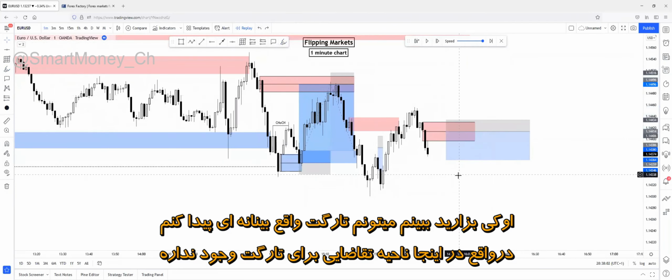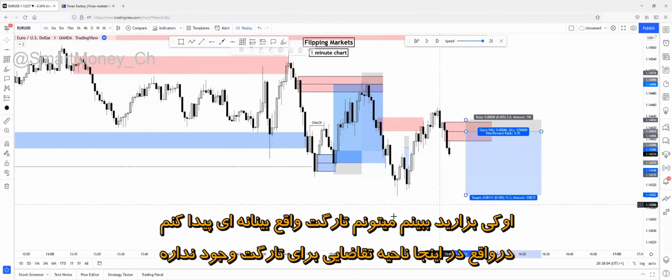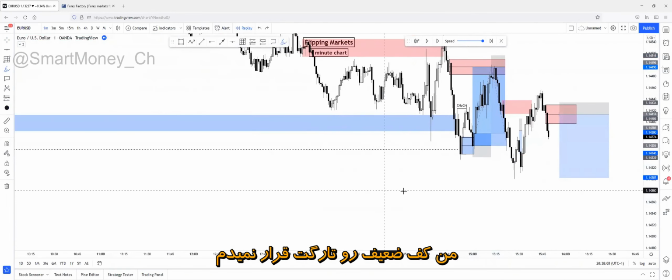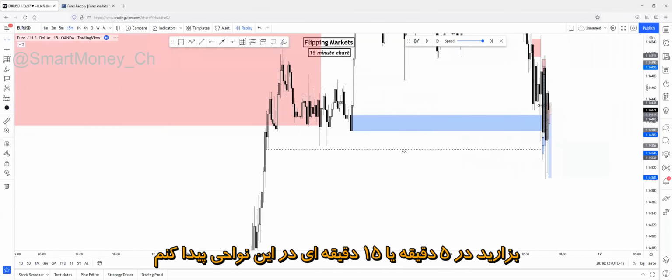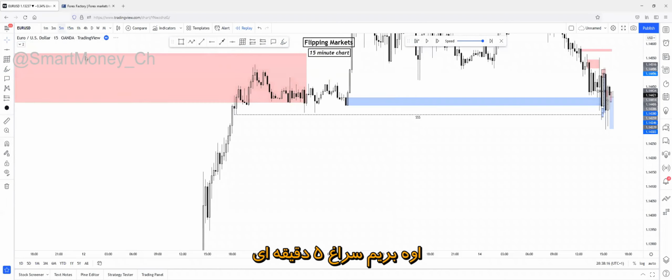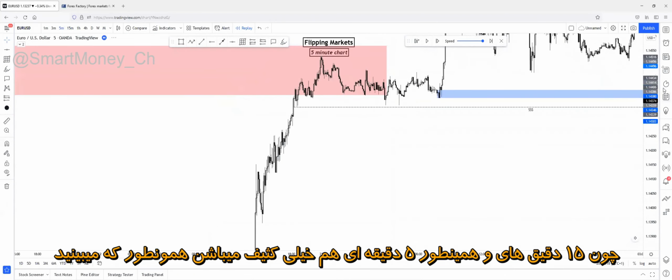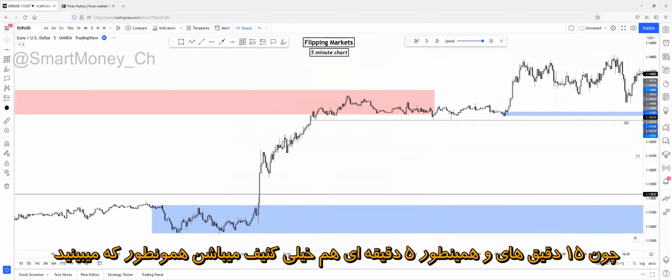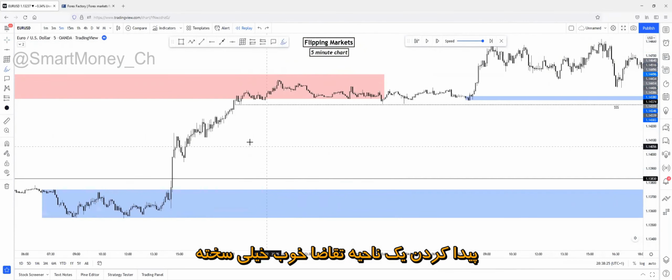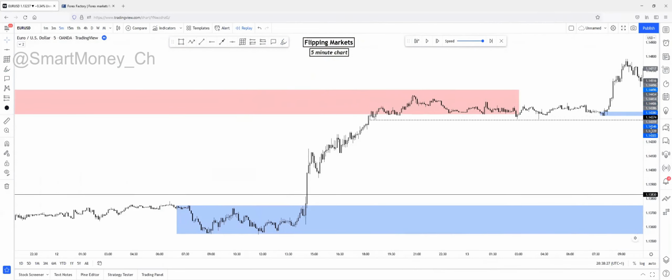Okay, so let me just find a realistic target. Basically, we can't really find a demand zone in this region. I won't target the weak low. Let me just find a 15-minute or 5-minute zone somewhere around here. The 15-minute is messy. The 5-minute is also messy, as you can see. This region here is pretty messy. You can't really identify a good demand zone.